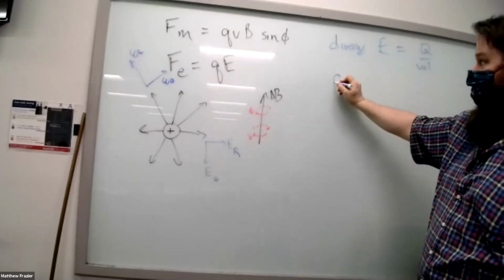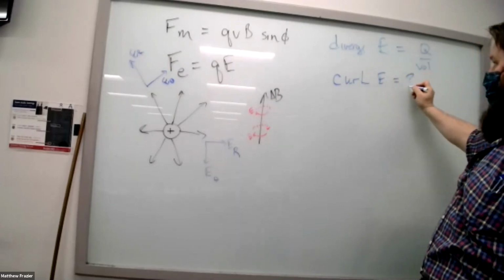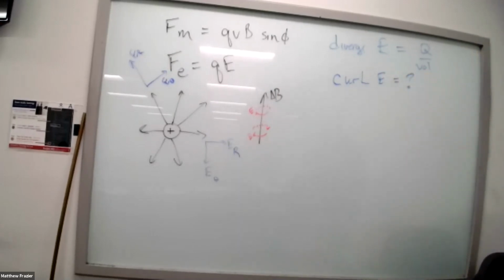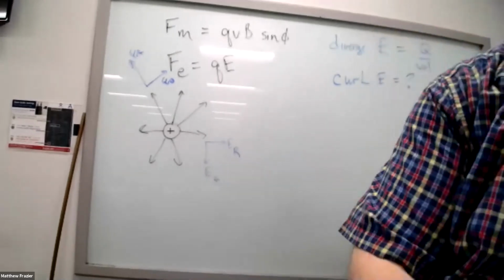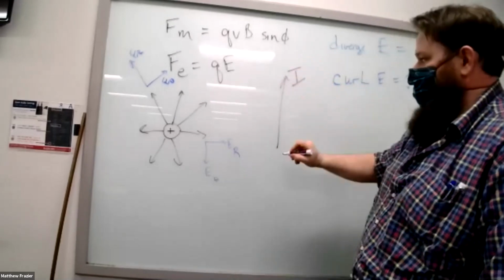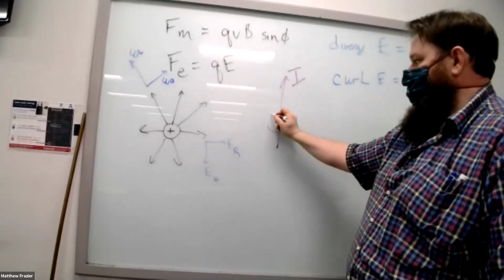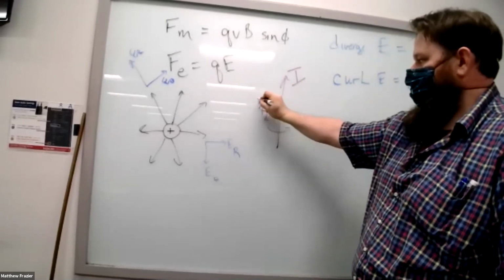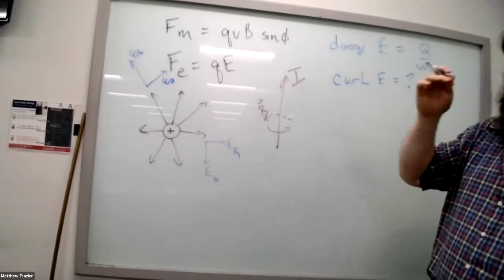So there's also what's called the curl. Okay. And for the moment, we're going to leave that as a question. We don't know what that is yet, right? So similarly, for the magnetic field, we put in a current, and what we'll have is, by right-hand rule, some magnetic field, and we can write that.